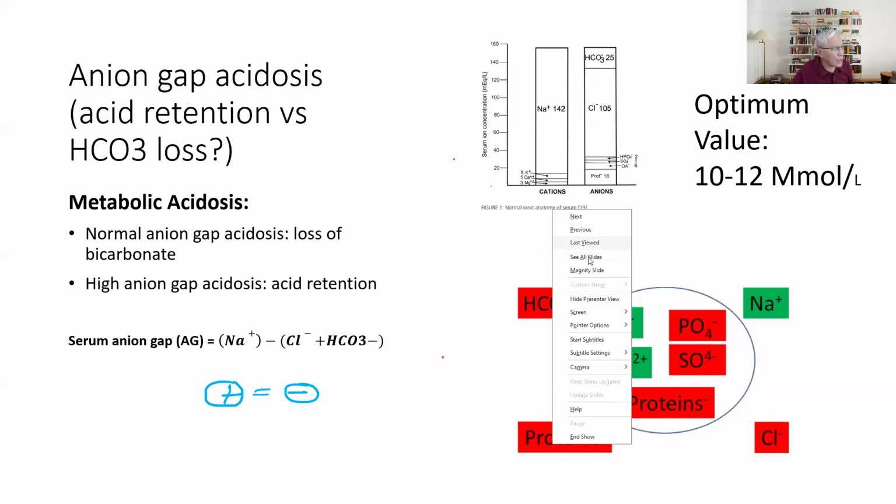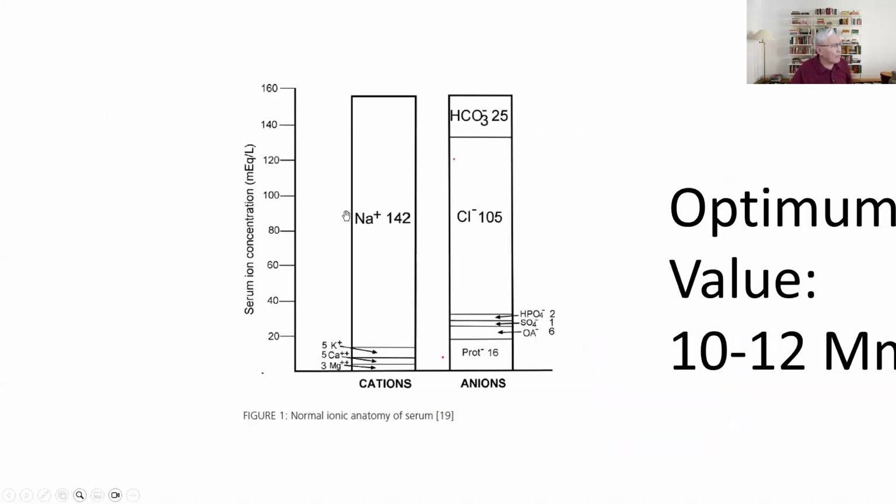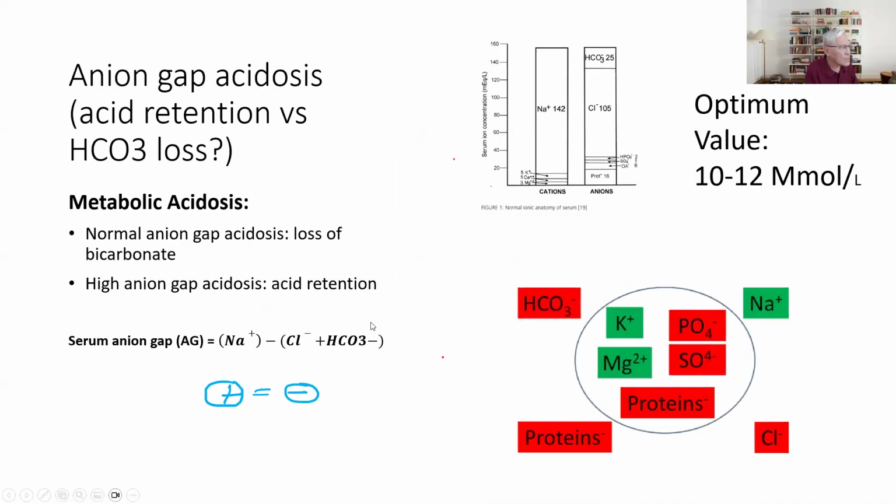This is the cations. I'm just going to magnify this. If you add the number of positively charged ions in the body, like sodium 142, and you add this 5 of potassium, 5 of calcium, and 3 in magnesium, that would be 155. You see that? So our cations are usually 155 in number.